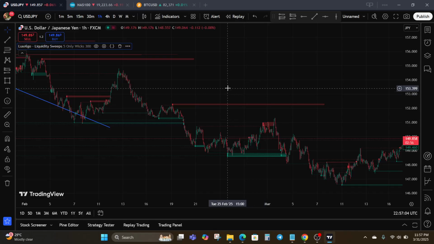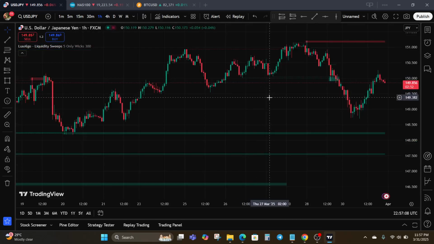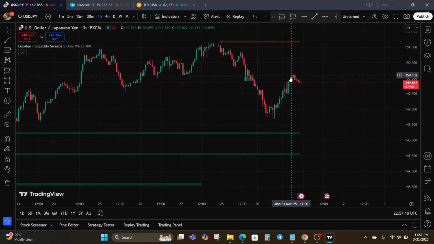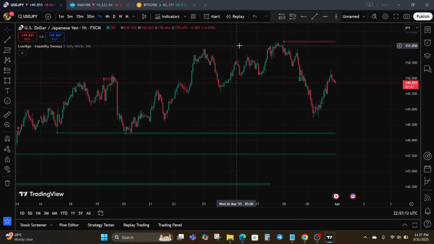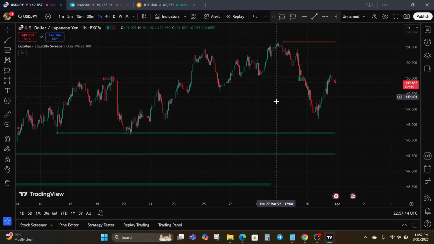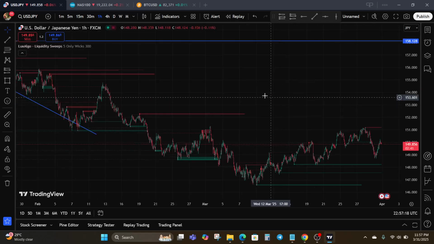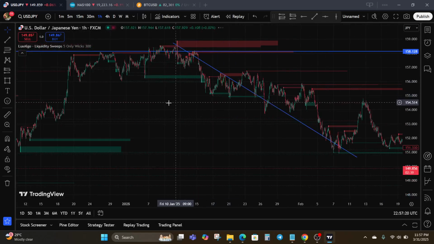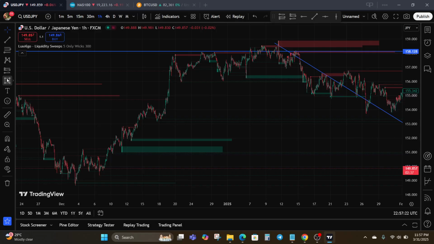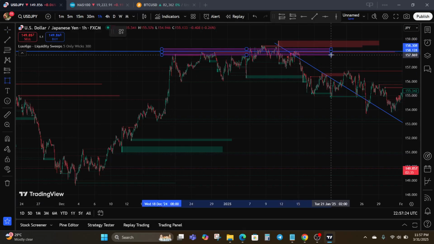Now, here's how to use this indicator in real market conditions. One is to identify a liquidity zone. You look for areas where price has multiple highs or lows forming equal levels. These are prime targets for liquidity sweeps.